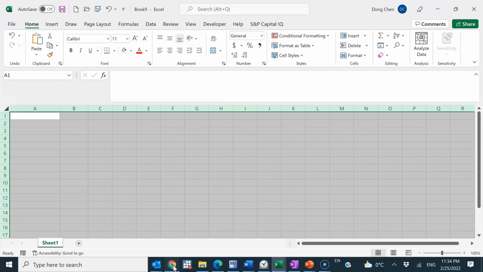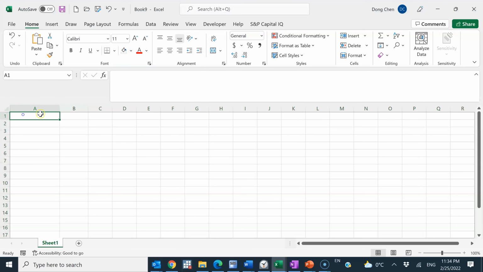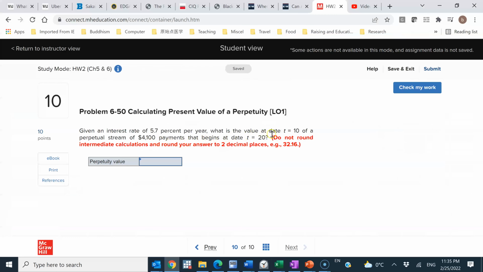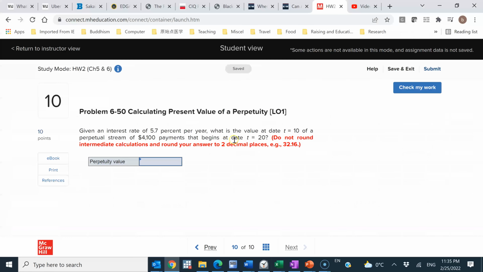Now get to the detailed calculation. First, put everything into Excel in the right place. First is the R, 5.7%. That's the interest rate. And then the payment, which is 4,100. That's the payment.